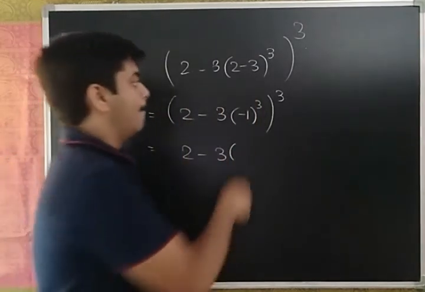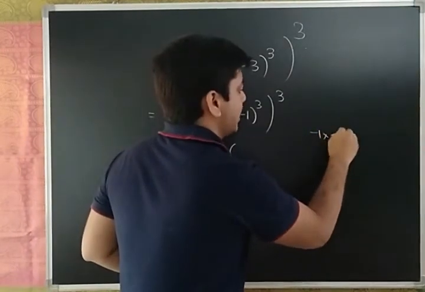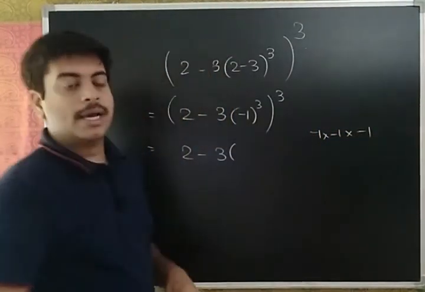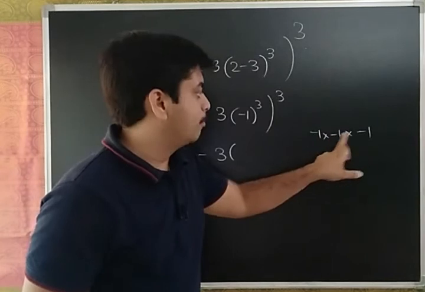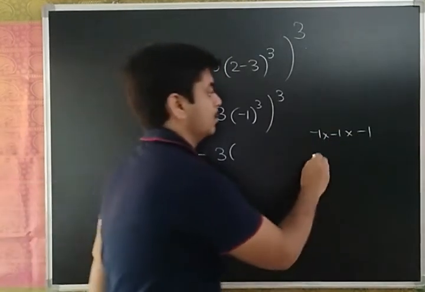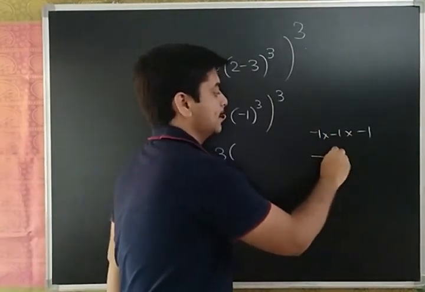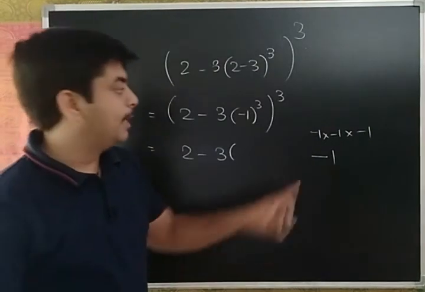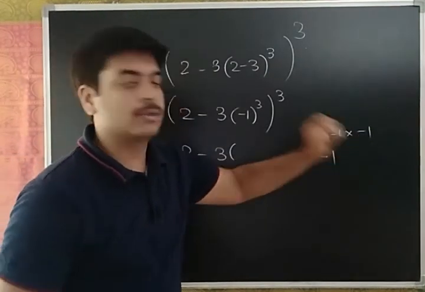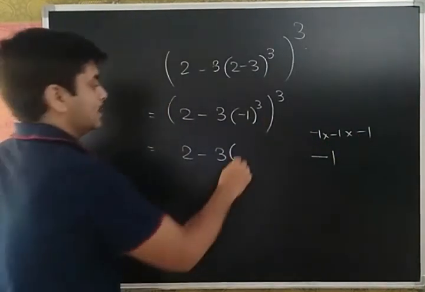See here. Minus 1 cube is minus 1 into minus 1 into minus 1. Negative into negative is positive, positive into negative is negative. And 1 into 1 into 1 is 1, so the result is minus 1. You need to multiply even these negatives also. So it is minus 1.